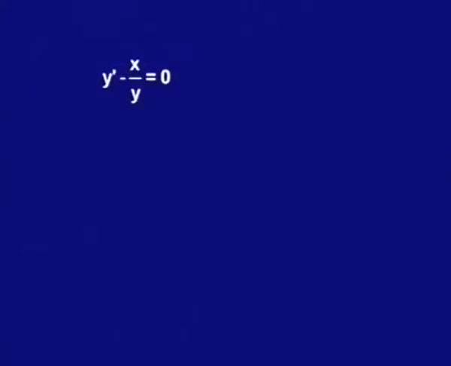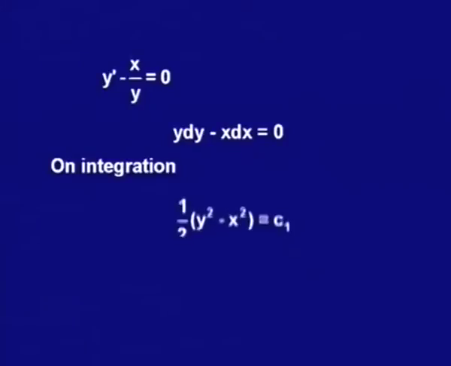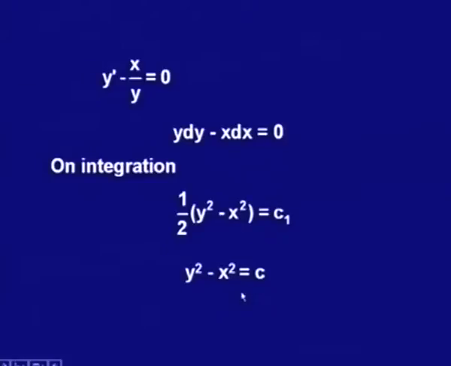Now, consider the second equation: y dash minus x upon y is equal to 0. If I write y dash as dy over dx, we could rewrite it as y dy minus x dx is equal to 0. Now, integrating on both the sides, y dy would give me y square by 2, x dx would give me x square by 2, and on the right hand side just a constant, or in other words we could write it as y square minus x square is equal to c. So, we have got the other solution as y square minus x square is equal to c.